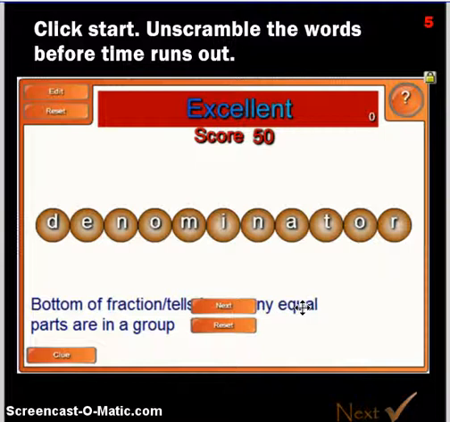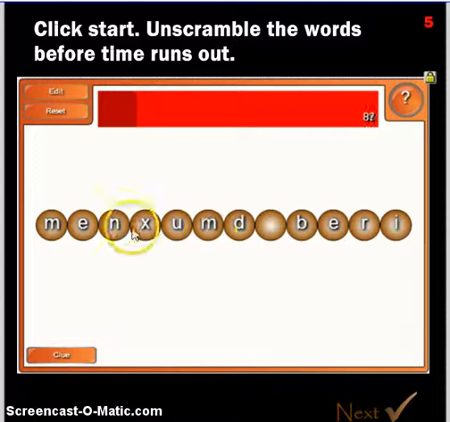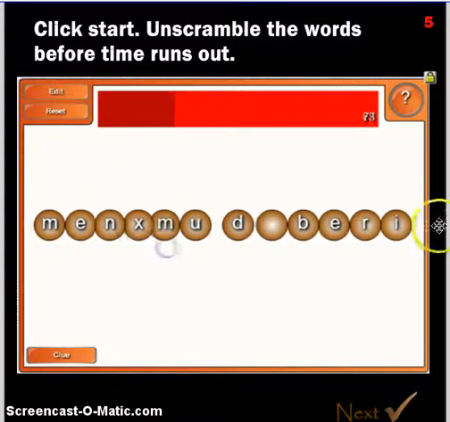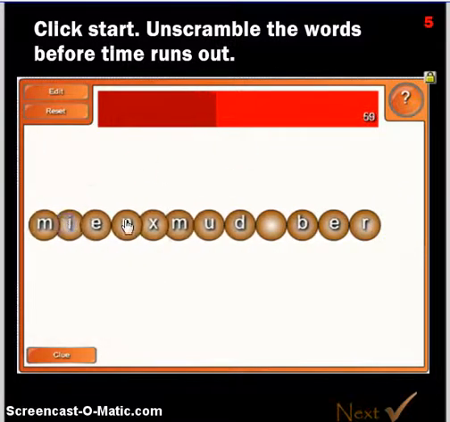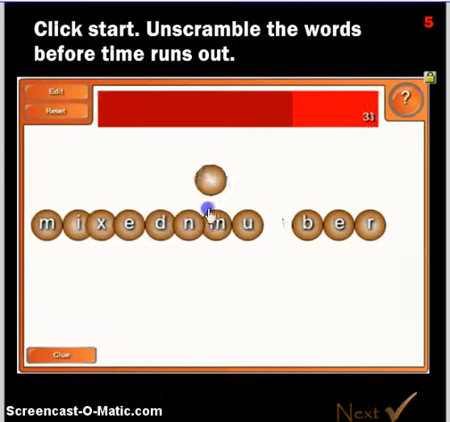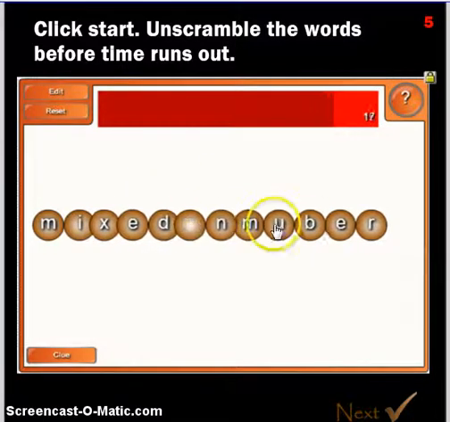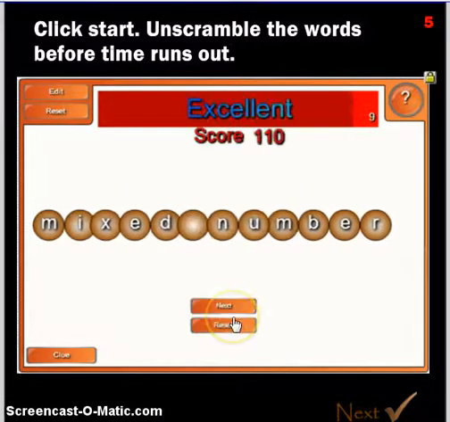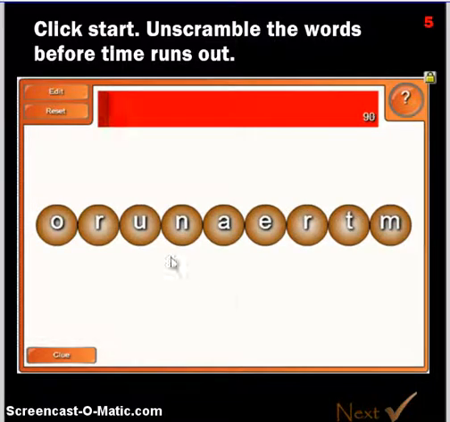So doing it that fast gave me 50 points. The longer the word, generally the harder it is to score a lot of points, because it takes longer. So then you click next. The clear or the blank one means space to separate the words.